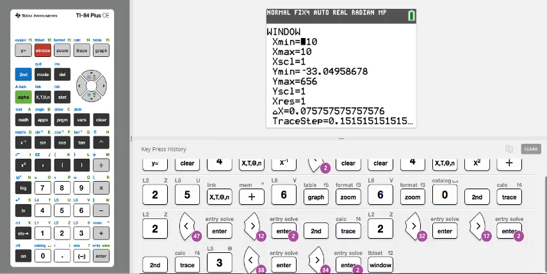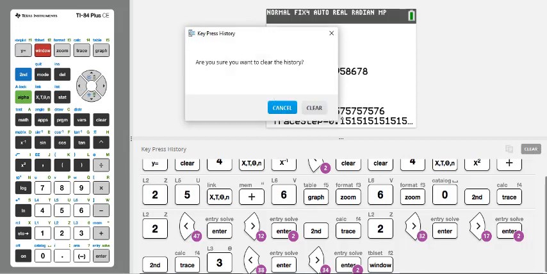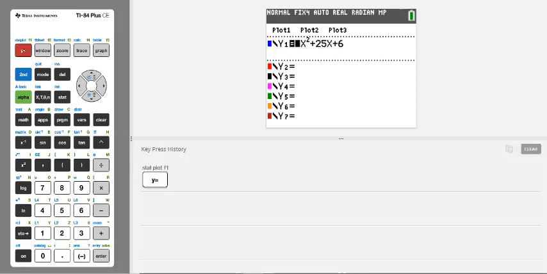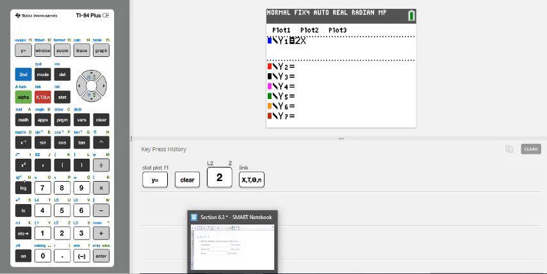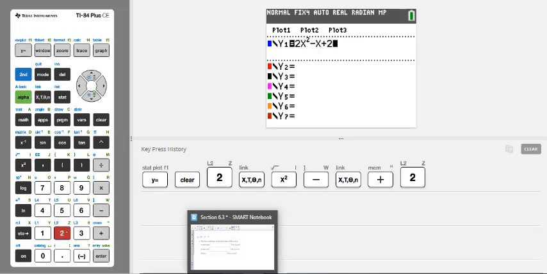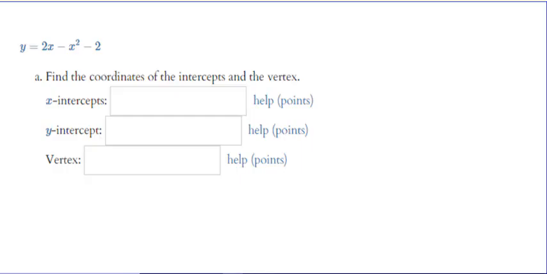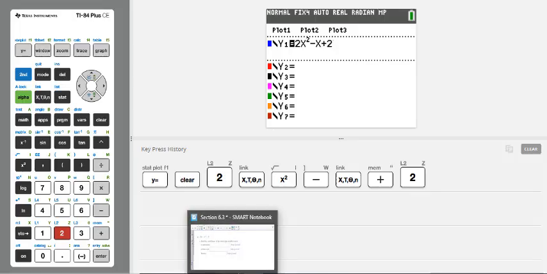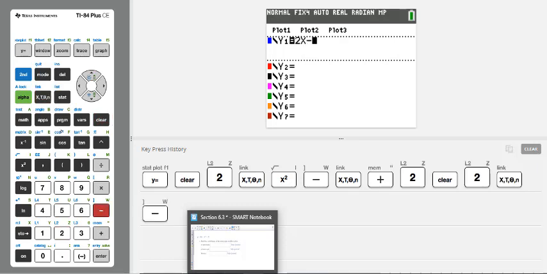So 2x minus x squared. So clear here. 2x squared minus x plus 2. I think that's it, right? Nope. 2x minus x squared minus 2. My bad. Just hit clear. 2x minus x squared plus 2.